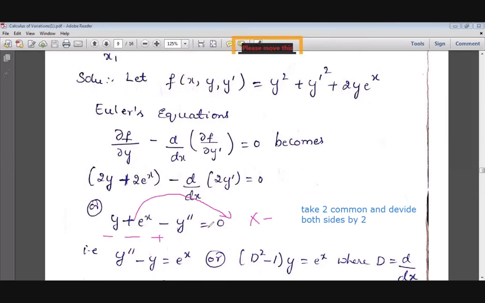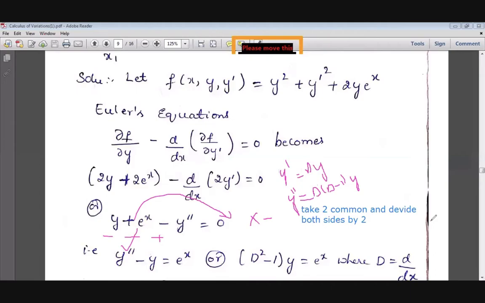How to solve this? In your second semester you studied. When you have y dash, write that as Dy. When you have y double dash, write that as D square y. For this you can write D square y minus y. Take y common, so D square minus 1 into y equal to e power x.